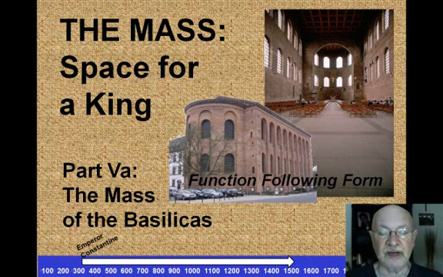Hello, welcome to part 5 in the history of the Mass. I call this section the Mass Space for a King, and you'll see why in just a moment. It is also subtitled The Mass of the Basilicas.